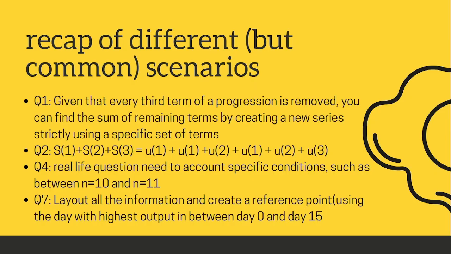So, a recap of the different questions. For the first question, given that every third term of a series is zero, you find the sum of the remaining terms by creating a new series. We look at a series with only the third terms, and then at the four terms, and you take the bigger one minus the smaller one. That's how you get the remaining terms. In question 2, S1 plus S2 plus S3 will be S1, which is U1, plus S2, which is U1 plus U2, plus S3, which is U1 plus U2 plus U3. Then for the real-life question, where they ask specifically about 10,000 people, you have to look between 10 and 11, so you can't stop after you solve; there's a bit more to get the rough mark. For question 7, it was very lengthy, an entire paragraph, but if you lay out all the information and create a reference point between day 0 and day 15, you can find the answer too. So those are some different ways you can answer these questions.